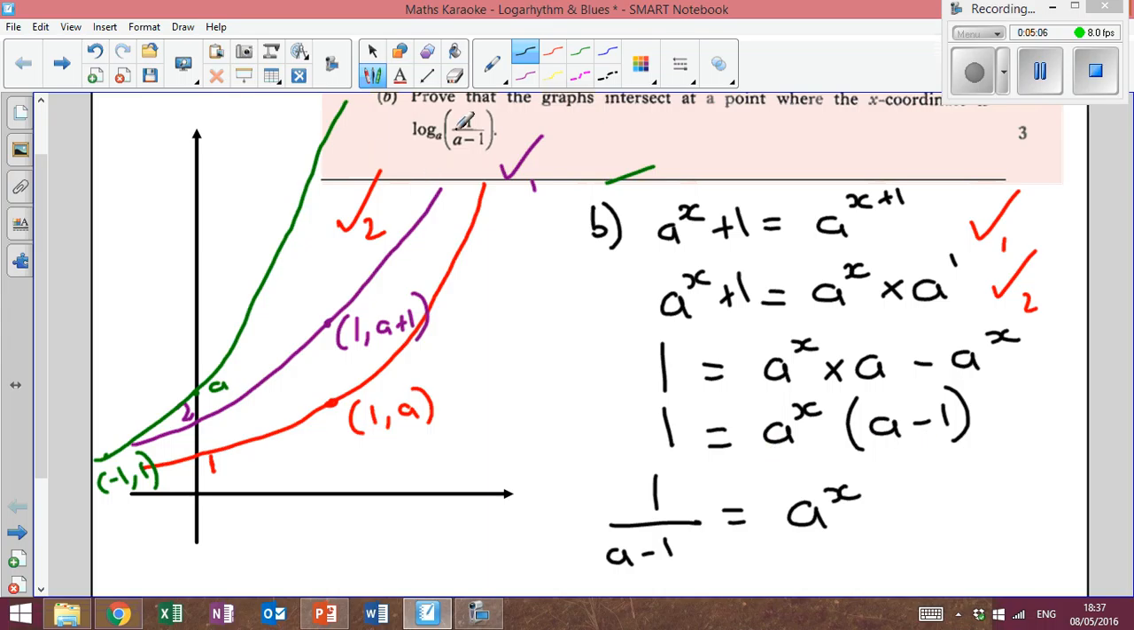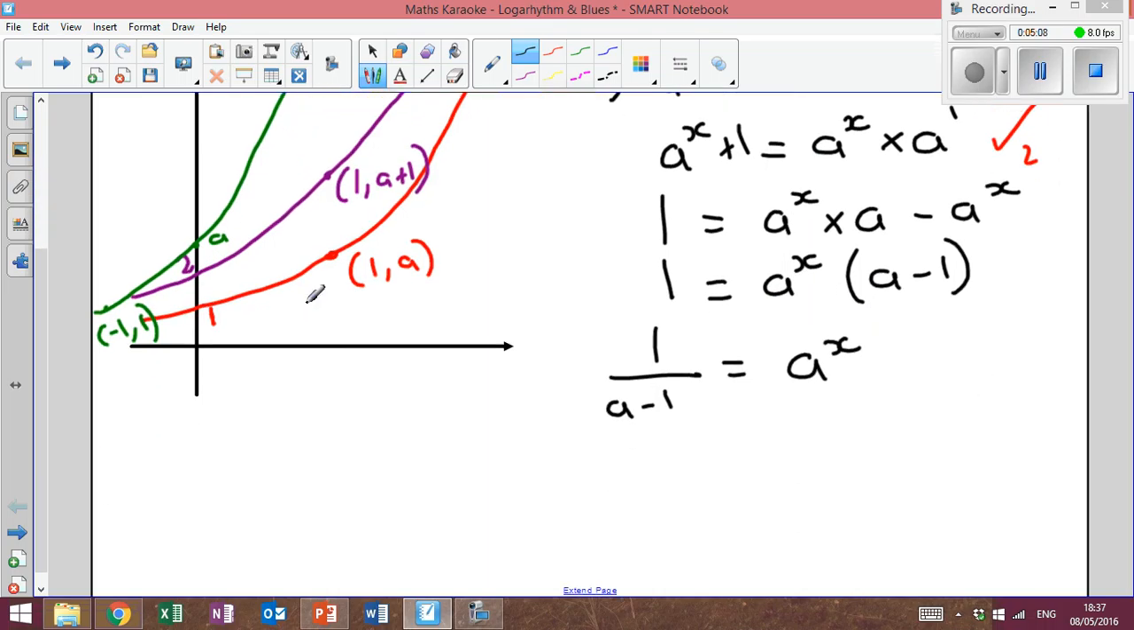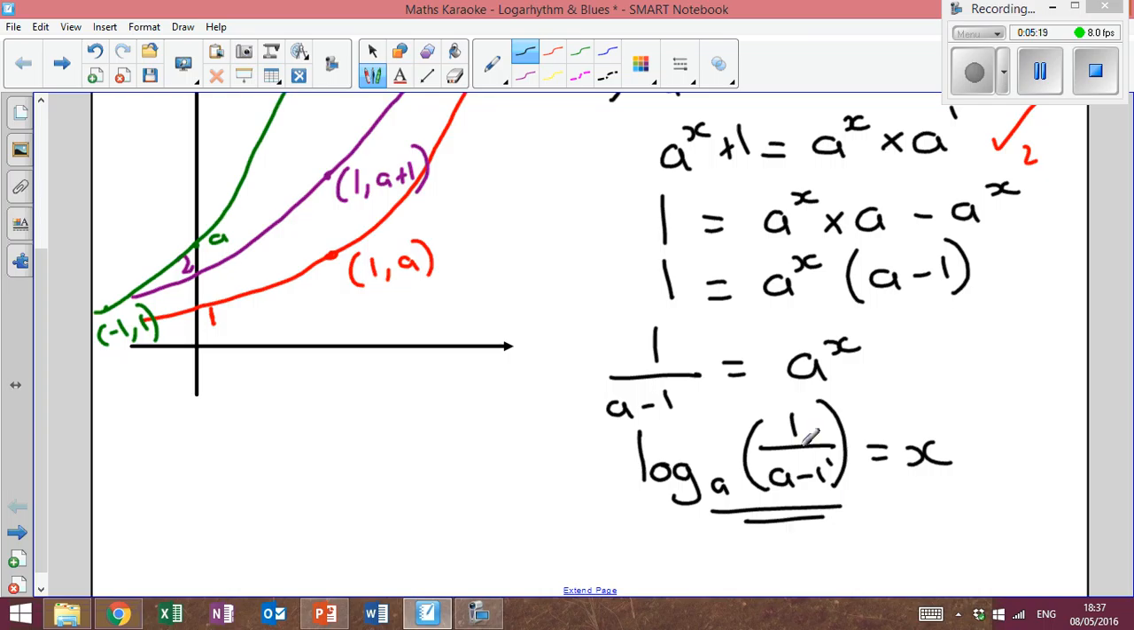Okay, and then we want it in log form, so we're going to rewrite that as a log. So it's log to the base a of 1 over a minus 1, big bracket, is equal to x. And that's you proved your thing there.